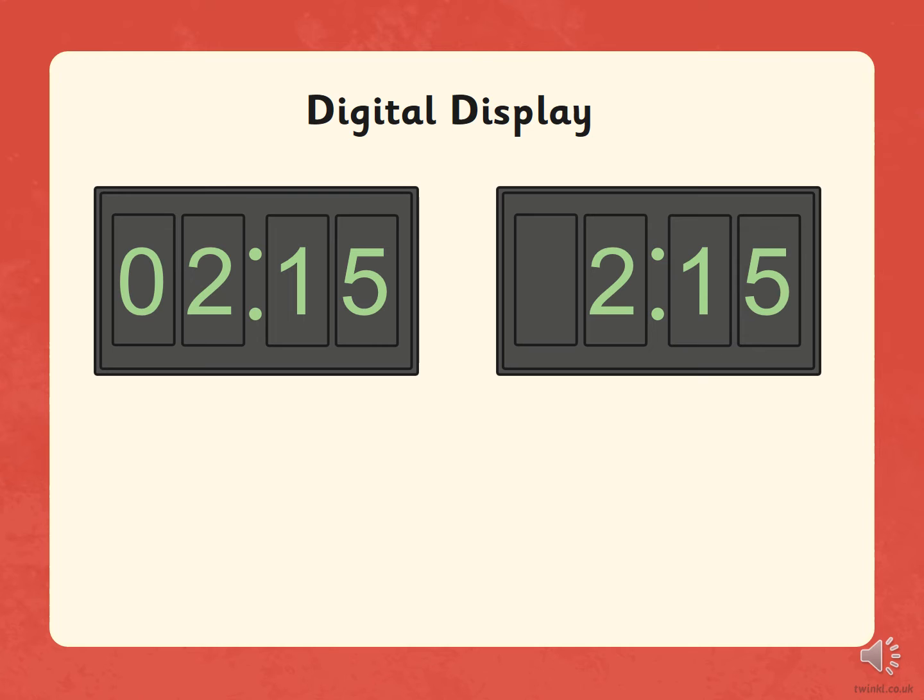Have a look at these two clocks here. What's the same? What's different? That's right. The main difference is there's a 0 on this clock here before the 2. And on this clock here, there's no 0. It doesn't make any difference. The time still shows that it's 2:15.